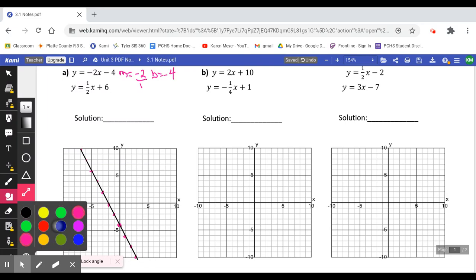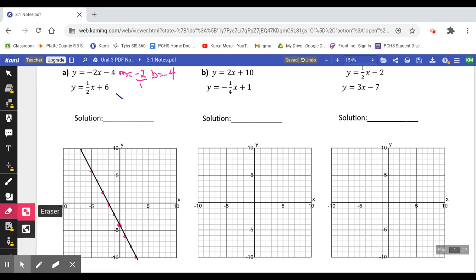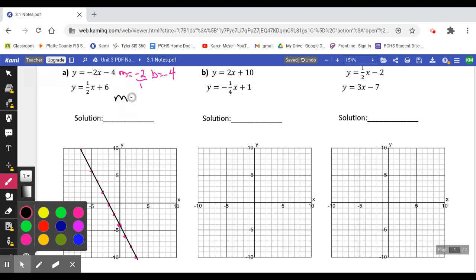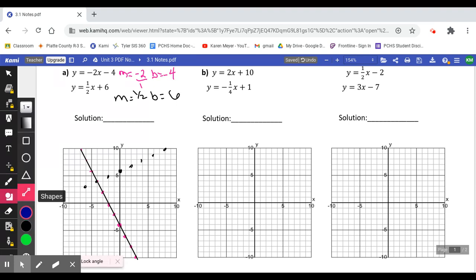Okay, second line. On the second line, my slope is 1/2, and my y-intercept is 6. So for this one, I start on the y-axis at 6, and I go up 1 over 2, up 1 over 2, up 1 over 2. Don't forget you can do your slope backwards, down and left, down and left, down and left. And then once again, you want to draw in a straight line.